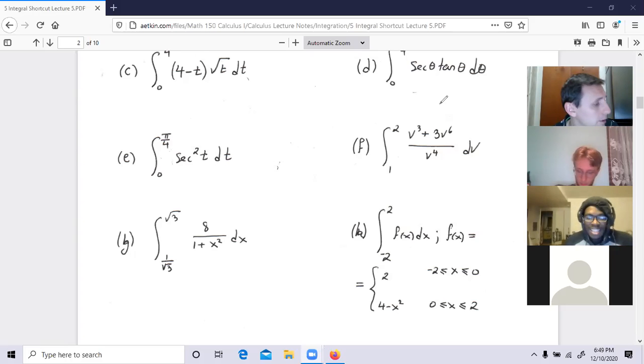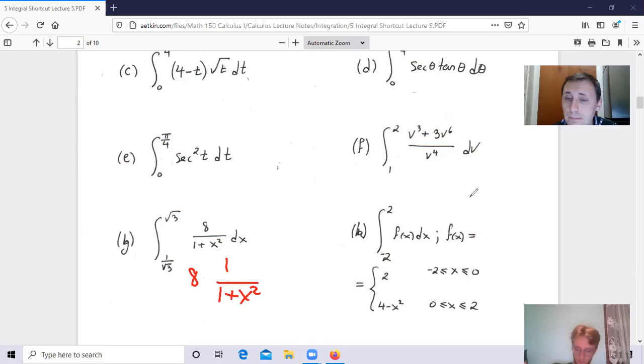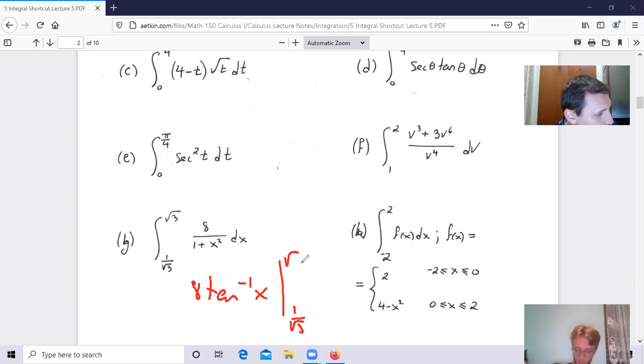So look at this expression. This is 8 times 1 over 1 plus x squared. What will produce 1 over 1 plus x squared when I take the derivative? Exactly. So the answer is 8 tangent inverse x evaluated from 1 over root 3 to root 3.